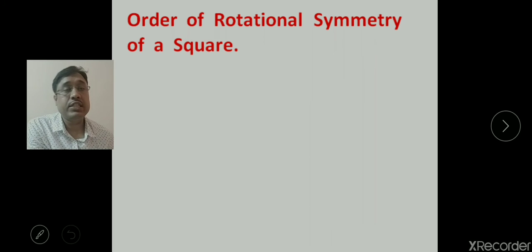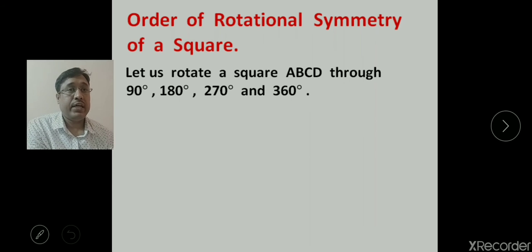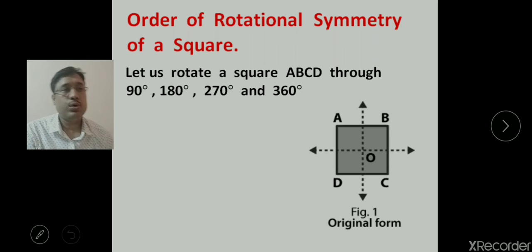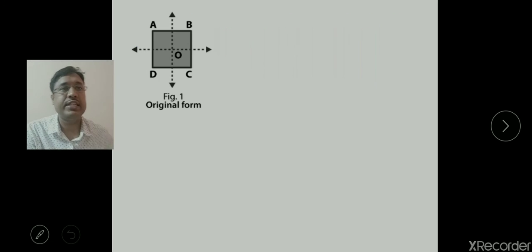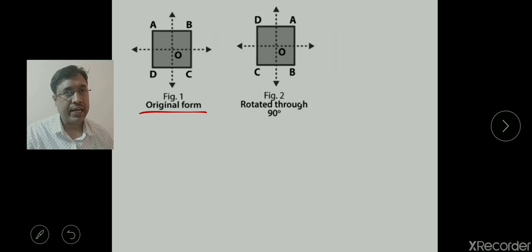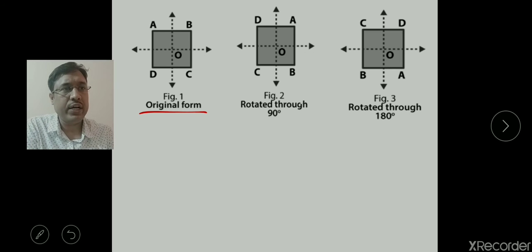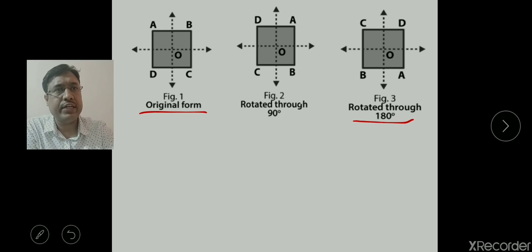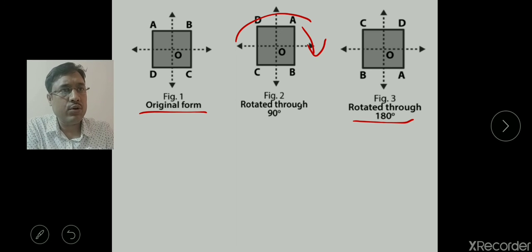Now the order of rotational symmetry of a square. To understand this, you have to rotate a square through the angles 90 degrees, 180 degrees, 270 degrees and 360 degrees. That means each time you increase the angle by 90 degrees. This is the original form, and when it is rotated through 90 degrees, it takes its original shape again. That means it fits onto its original shape, and again rotated through 180 degrees the diagram looks like this. The rotation here is in the clockwise direction, because AB comes to this side, this side, and again rotates clockwise.